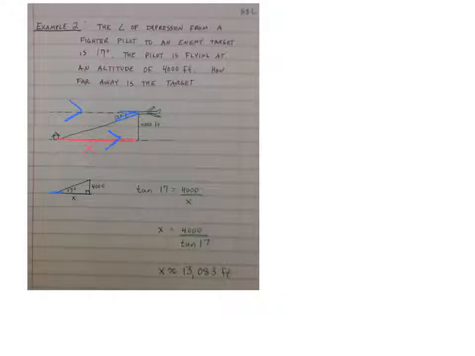From there, we're able to use tangent of 17, and our opposite is 4,000, and our adjacent is x. And multiply both sides of that equation by x and divide both sides by tan 17. And we get a distance of approximately 13,080 feet.